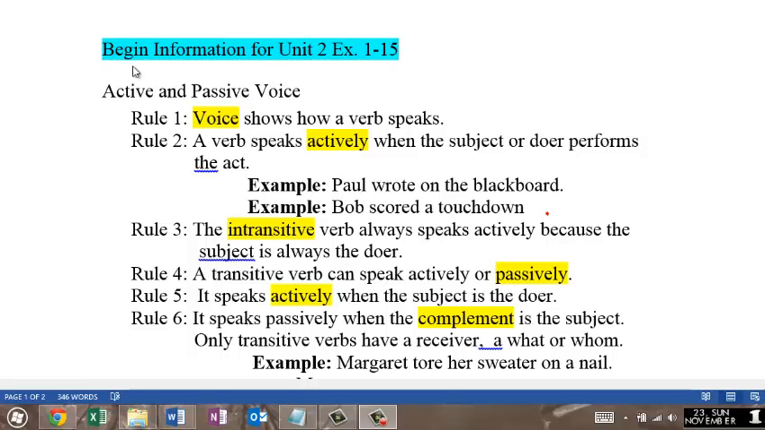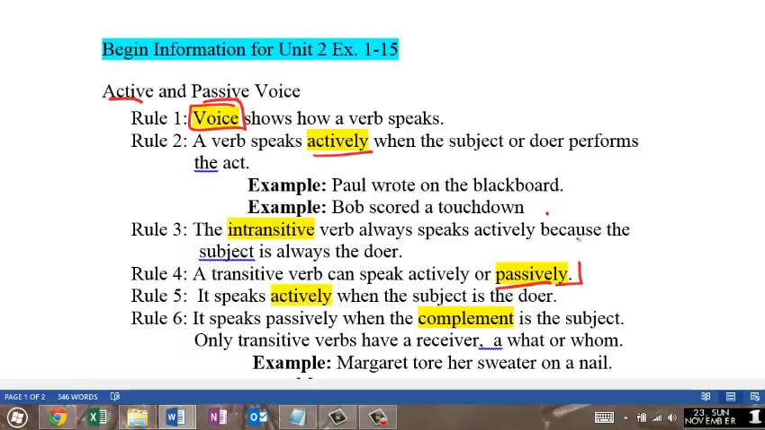In this unit, we will be looking at the active and passive voice. When we use the term voice, we mean how the verb speaks, and a verb can speak either actively or passively. We say that it speaks actively when the subject is actually performing an act. We say it speaks passively when the subject is receiving an action.